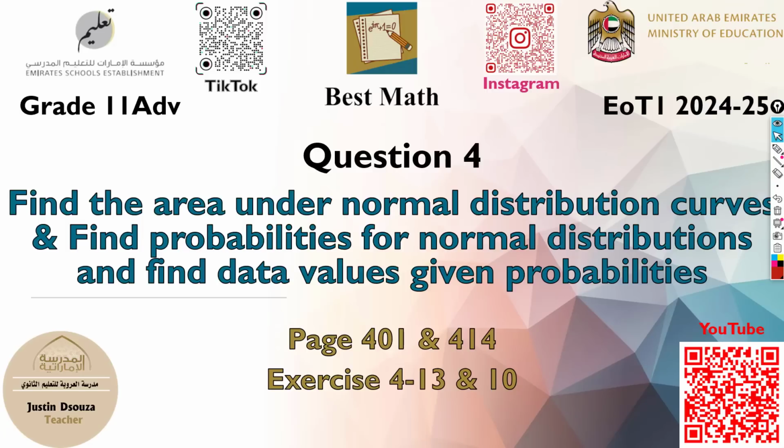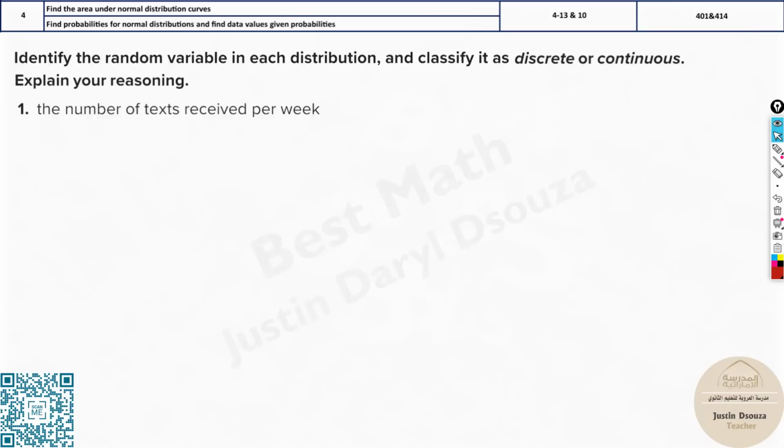Question 4 in the writing part is about normal distribution. We have different types of problems where we need to find relative frequency, probability distribution, the z value, and other things. We will solve each one of them. The first type of problem is just to identify the random variable in each distribution. Now we need to classify whether this is discrete or continuous, and we need to explain our reasoning.